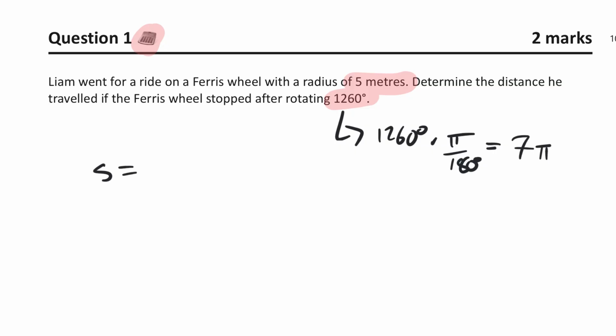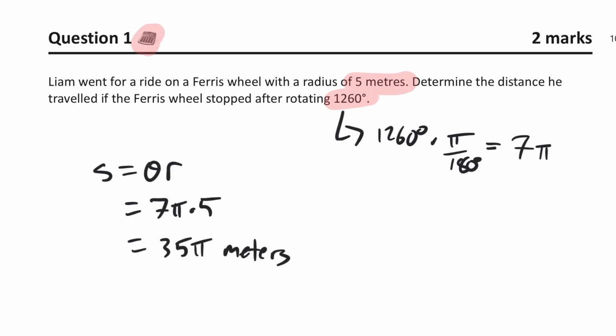Next, we're going to use our arc length formula, S equals theta r. So we're going to get 7 pi times 5, so 35 pi. And then we want to include the units, so meters, or you could just write m for short.